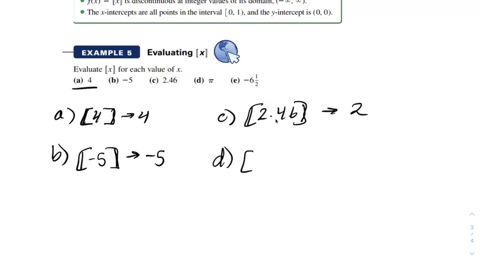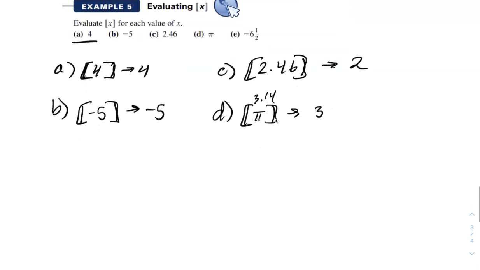D, you get pi. Now we're getting fancy. Pi is also known as 3.14, so we're just going to round that down to 3, the greatest integer function. E gets a little tricky.